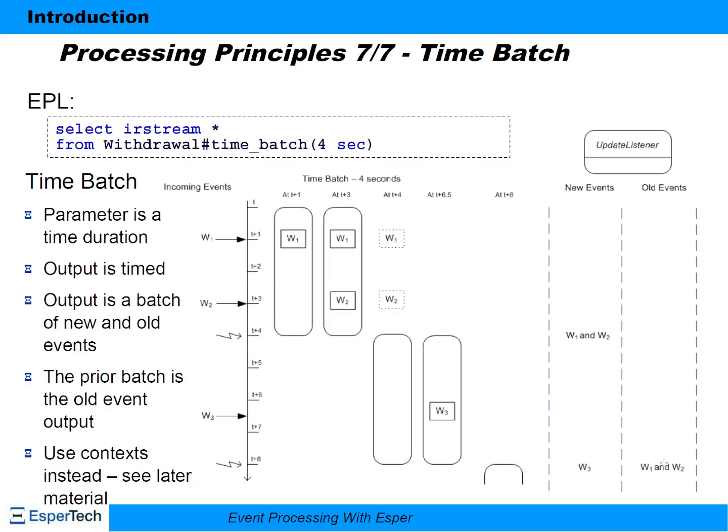And so on, with time advancing, the batch window collects 4 seconds of events and only outputs at the end of the 4 seconds. Every 4 seconds the runtime outputs the current batch as new events and the previous batch as old events.